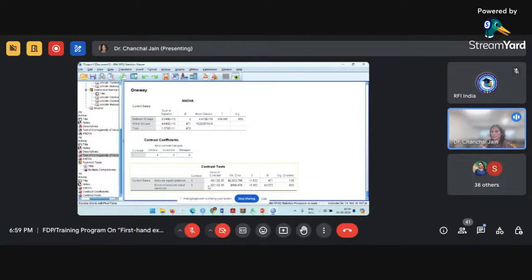Then you can see the mean value, I think we are getting here. Contrast values you are getting here. So that way you can see clerical minus custodial. That means custodial staff is drawing more mean salary in comparison to the clerical staff. Is it okay? Yes, ma'am.